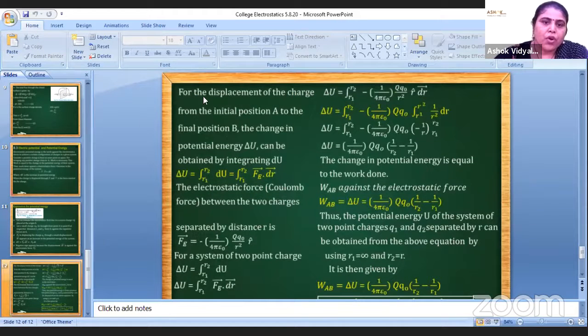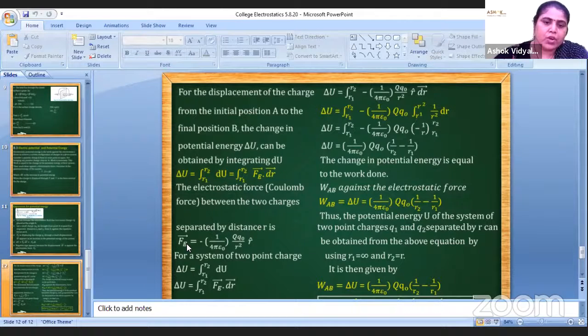Now see, for the displacement of the charge from the initial position A to final position B, the change in the potential energy delta U can be obtained by integrating dU. Therefore, delta U is equal to the integration, as we are bringing this charge from R1 to R2. dU is nothing but the work done, therefore Fe into dr. The electrostatic force, that is the Coulomb force between the two charges, which is the repulsive force, separated by a distance.